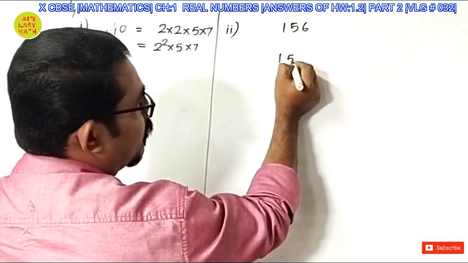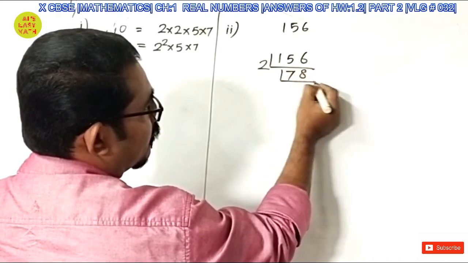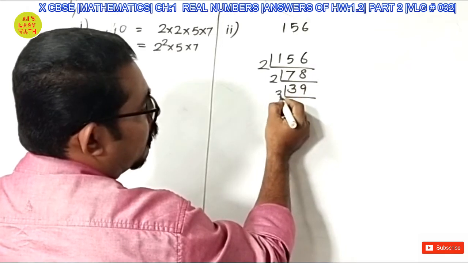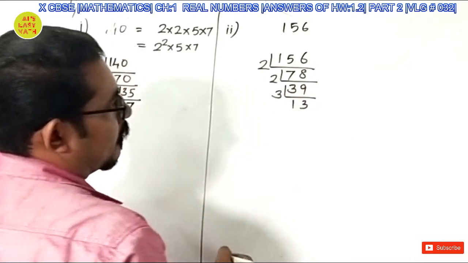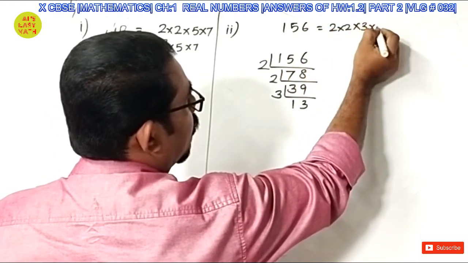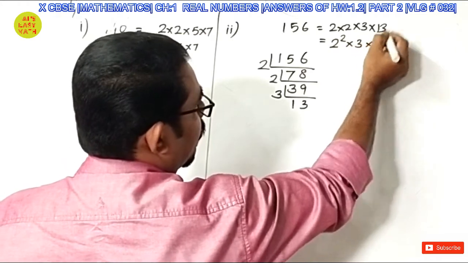156. So we start dividing: 2, 78; 2, 39; 3, 13. So we have 2 into 2 into 3 into 13, or 2 square into 3 into 13.